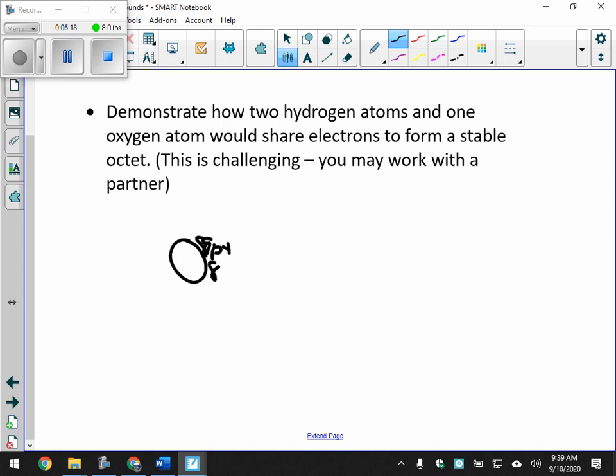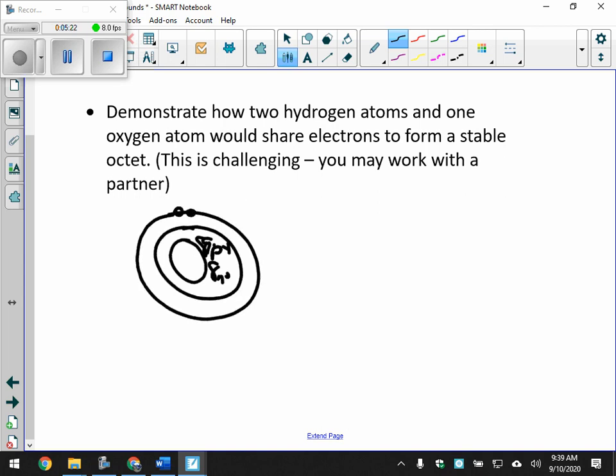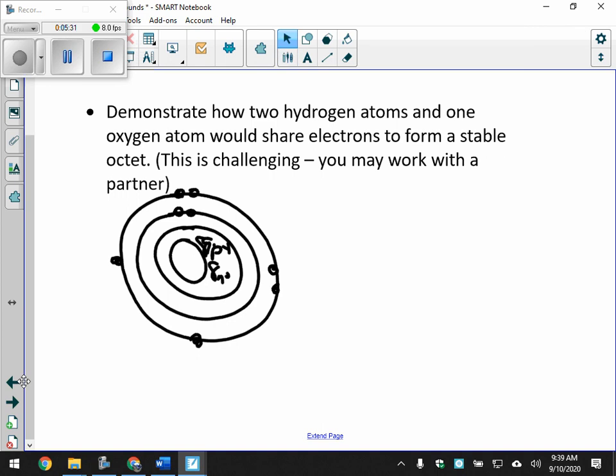8 protons, 8 neutrons. We've got two electrons in the first energy level, and then 1, 2, 3, 4, 5, 6 in the next energy level. 2 and then 6, yes?